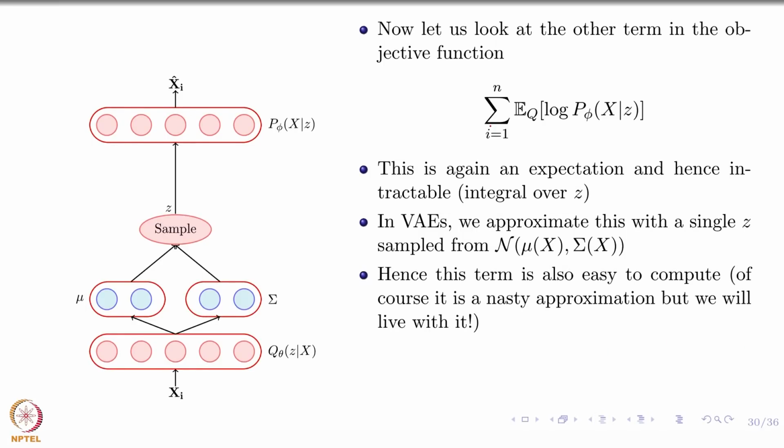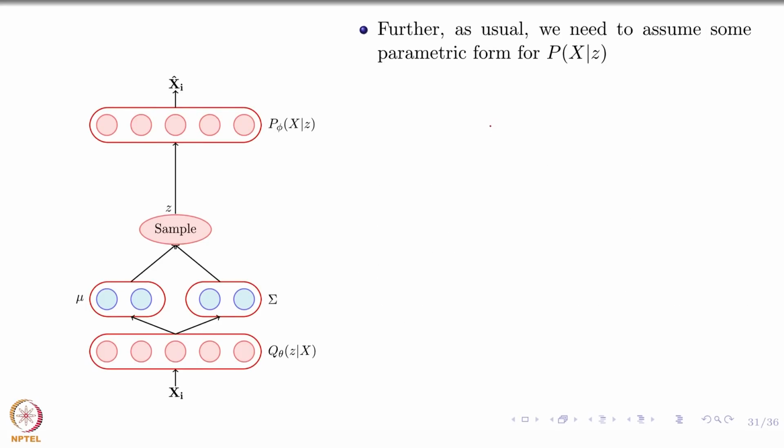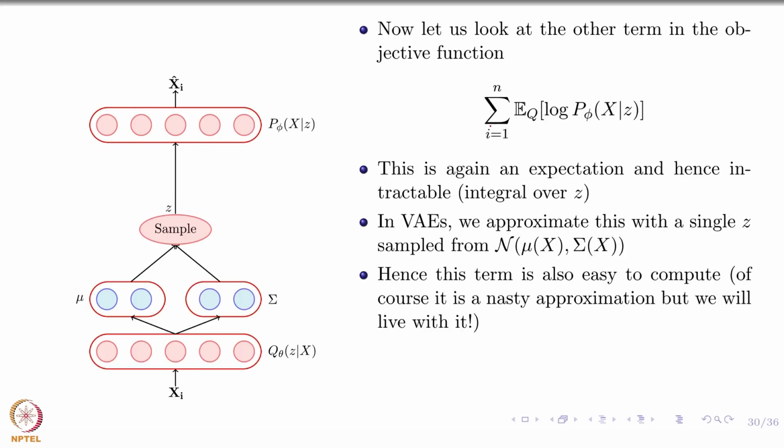And of course, we did a nasty approximation, but we'll just live with it, because that's going to be a part of the game. Once you're dealing with graphical models which have a large number of variables, you'll have to do some kind of approximation or an assumption. So here we are making this approximation, which is a point estimate. Okay. So that was one thing.